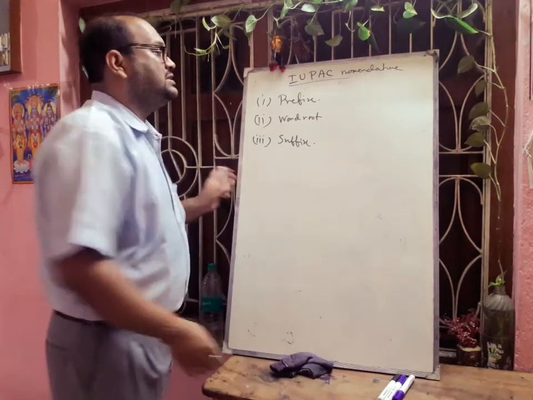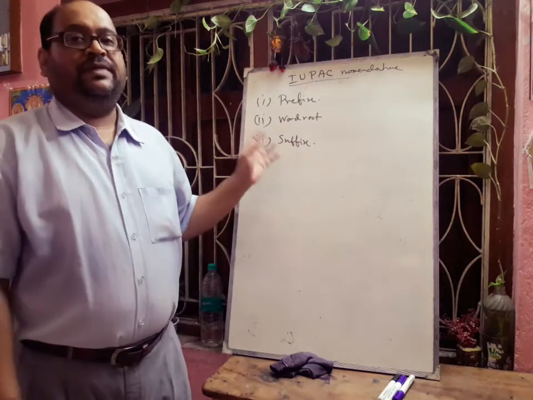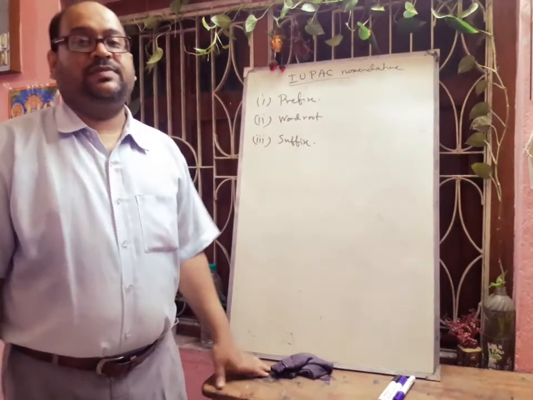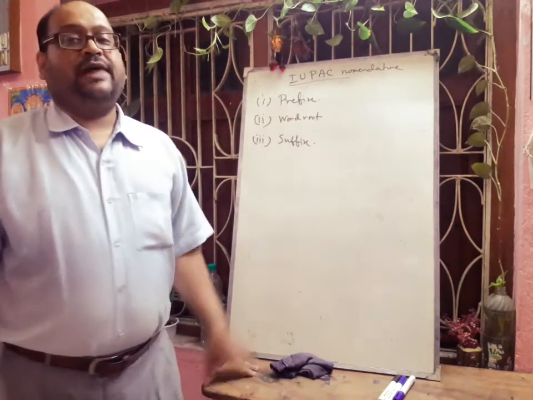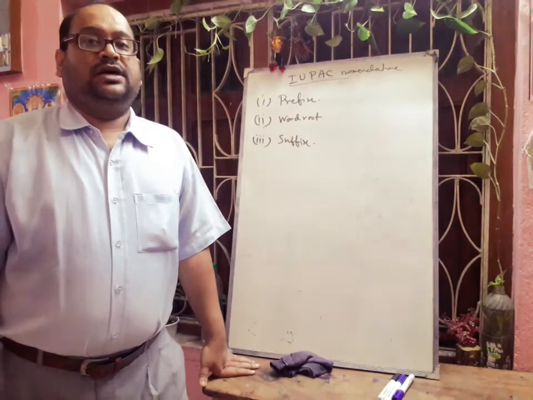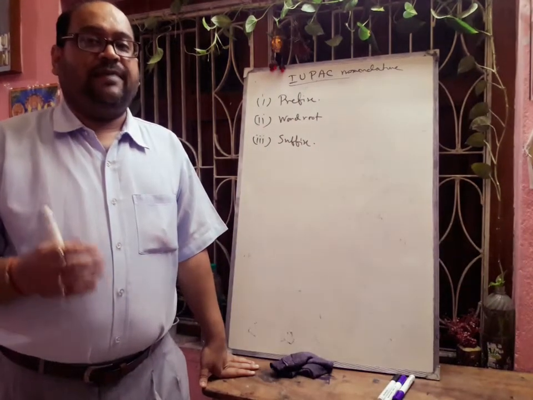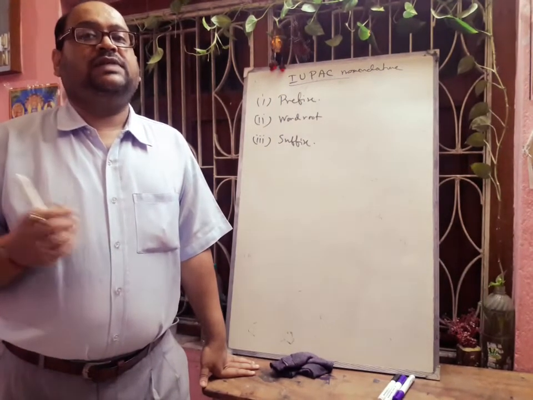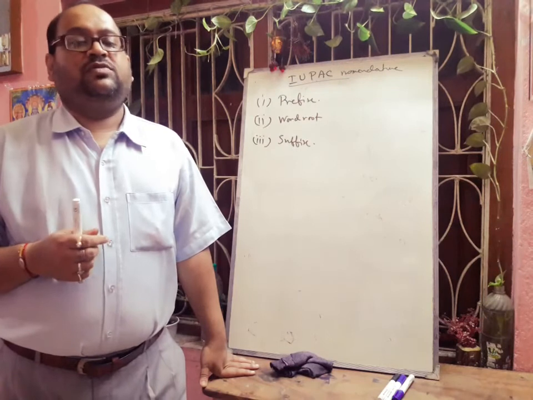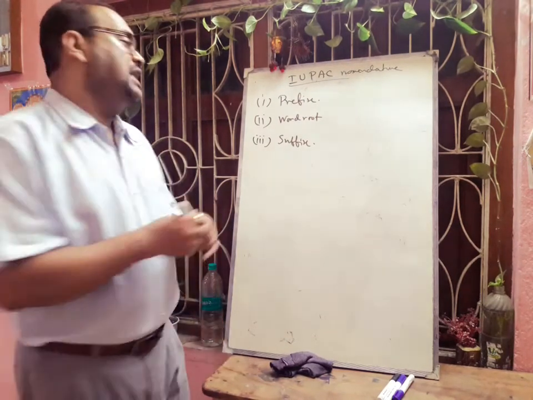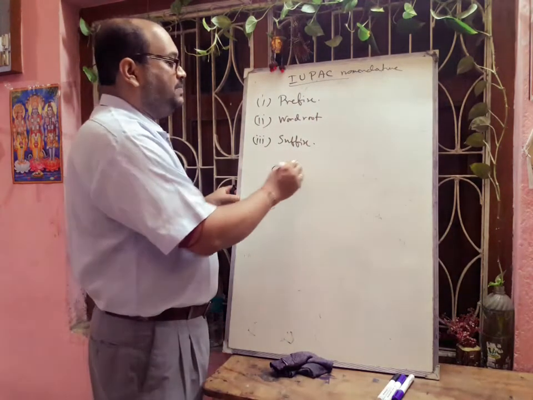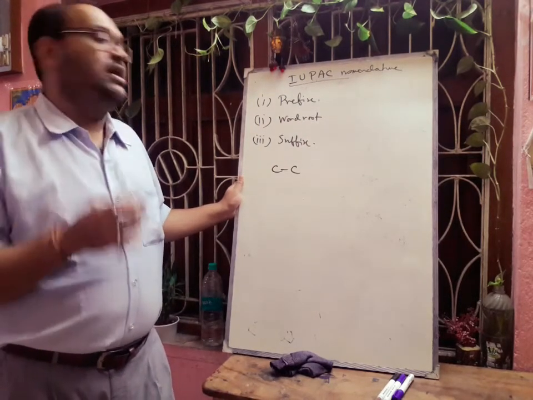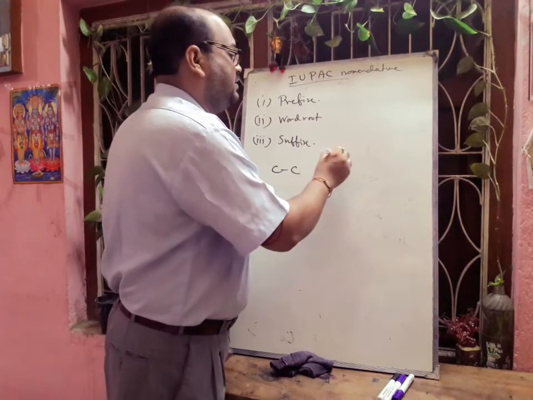Next we will discuss the suffix. Later we will discuss the prefix. The word root is followed by the appropriate suffix to represent the nature of the carbon and the functional group present. Suppose there is a carbon-carbon single bond, then what suffix do we have to add to the root word? We have to add the suffix ane.